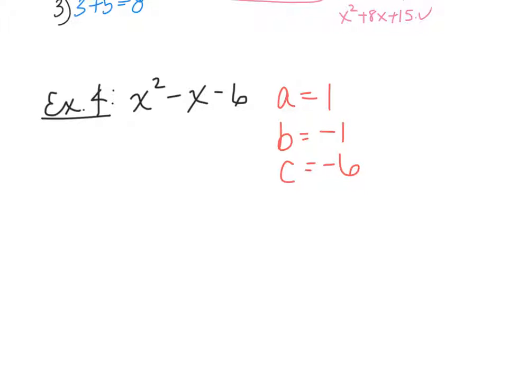So we listed our A, B, and C values up here. First step is to multiply A times C. What's A times C? 1 times -6 is -6.